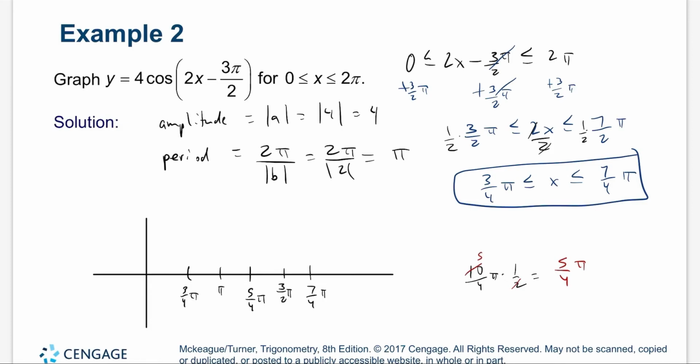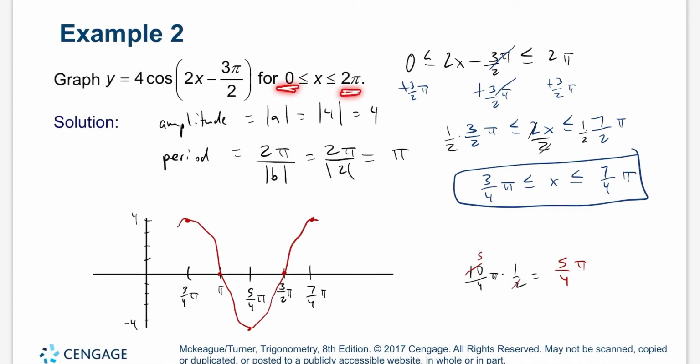All right, and then cosine, since the amplitude is 4, we're going to go 1, 2, 3, 4. 1, 2, 3, negative 4. Since the coefficient is positive 4 and it's cosine, that means you start at positive 4. If this had been a negative 4, you would have started at negative 4. So since it's positive, you're going to start up here. I'm going to go to 0, then negative 4, back to 0, and back to positive 4. There's your one complete period of cosine.